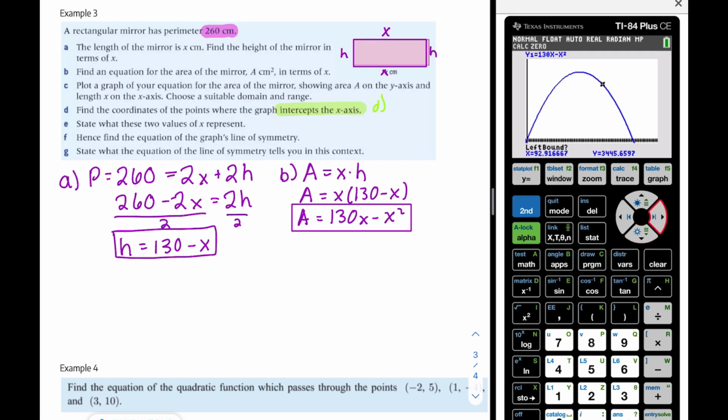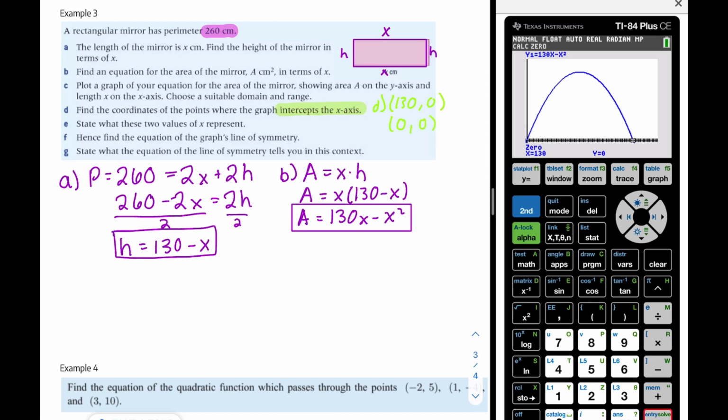So if I'm looking for the right zero first, let me get a little bit closer. So this is left, and then I can go to the right of it. This is right, and I can guess. So one of my zeros is 130 and 0, and the other zero is 0, 0.